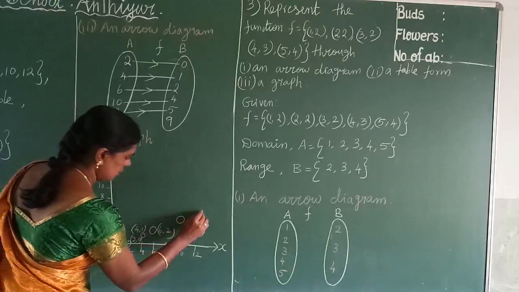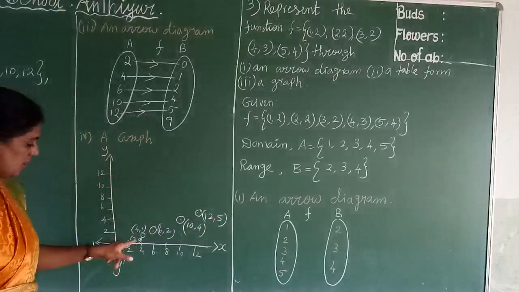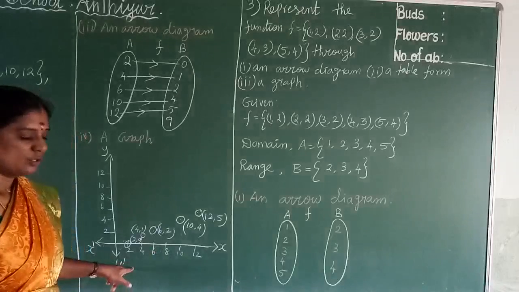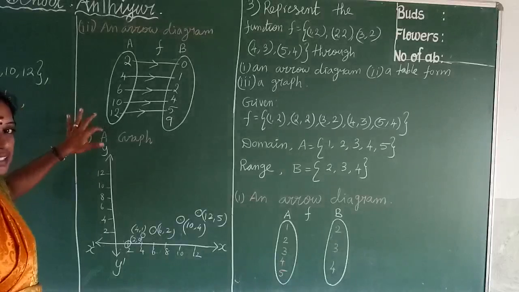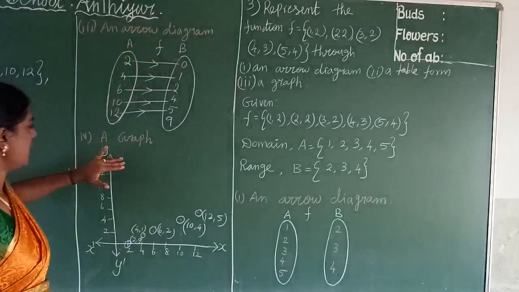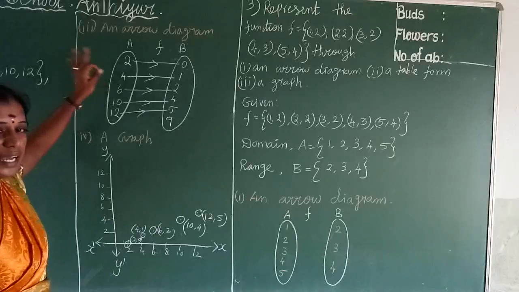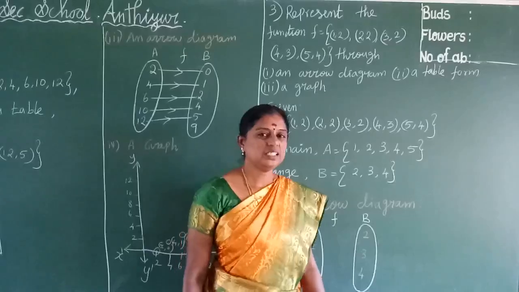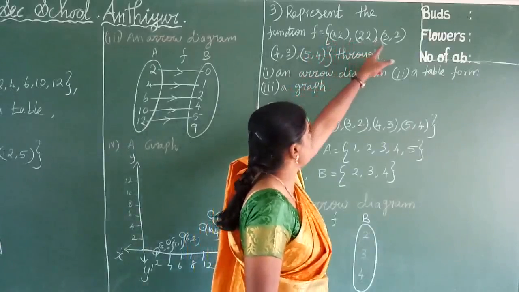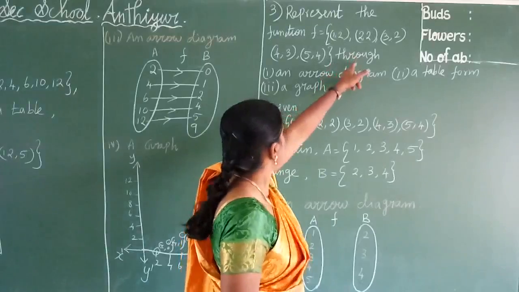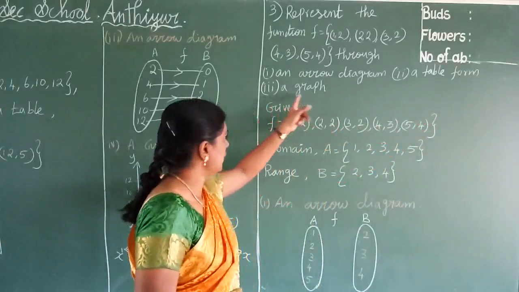So here 12, 5. So what are the ordered pairs? You mark in the graph. This is a very important question. First one: here set of ordered pairs, and table, and arrow diagram, and graph. The same ordered pairs we write in the format of table form, arrow diagram and graph. Next, third sum. Represents the function f is equal to the set of (1, 2), (2, 2), (3, 2), (4, 3), (5, 4). Through first option an arrow diagram, second a table form, third a graph.